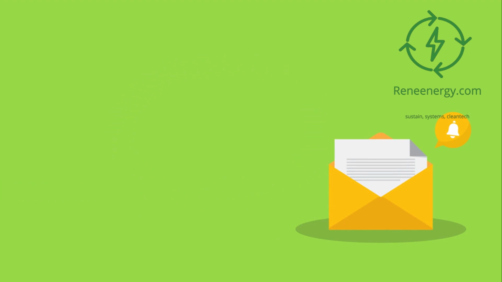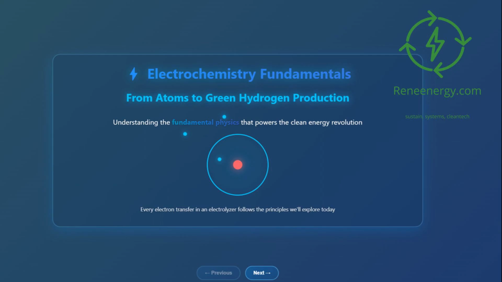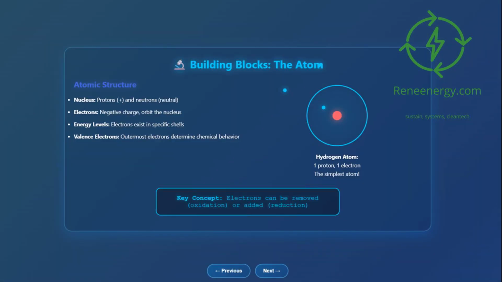Welcome to the world of electrochemistry, where we explore the fundamental physics that drive the clean energy revolution. Today, we'll delve into the principles of electron transfer in electrolyzers, paving the way for green hydrogen production. Atoms are the building blocks of matter, and understanding their structure is key to mastering electrochemistry. Electrons, with their negative charge, orbit the nucleus and determine chemical behavior. Remember, electrons can be removed or added, a process known as oxidation and reduction.